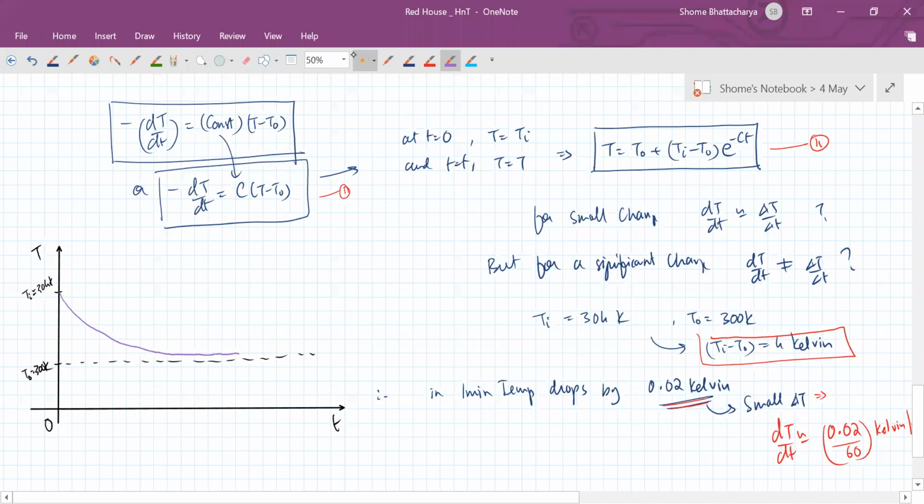It's like this. So when we are talking about a temperature dropping to 302 Kelvin, we're talking about a significant change between this point and this point. But when we're talking about a temperature drop of just 0.2 Kelvin or 0.02 Kelvin, then that's very close. The temperature here is initial temperature minus 0.02 Kelvin. So for that, we can treat it like the tangent line. Okay, this one.